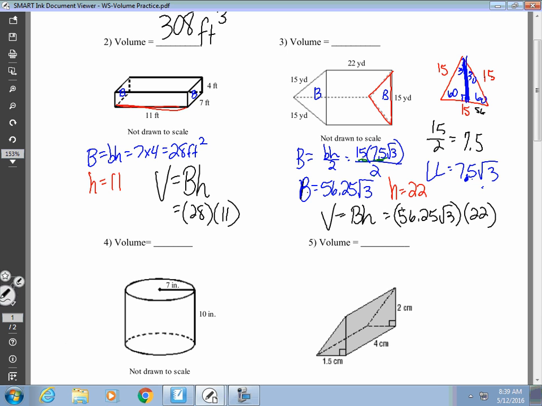Which two can you multiply together? 56.25. Yep. Yes. 1,237. And then what do we put at the end? Square root of 3. And this would be yards cubed.